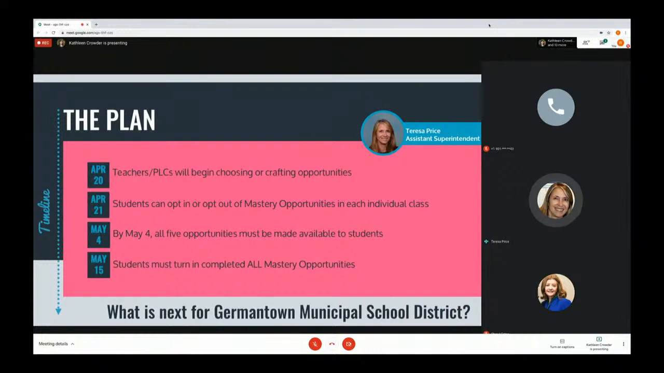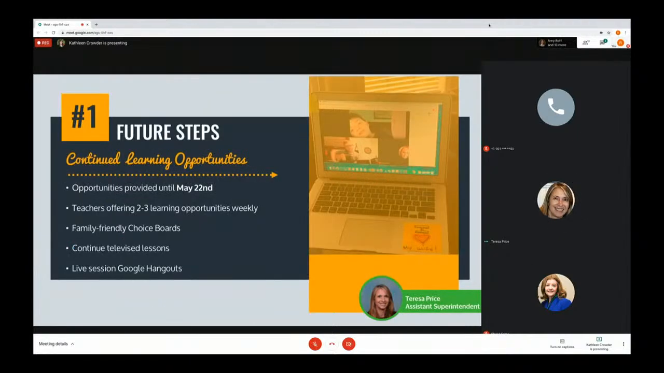On May 4th, all teachers must have all five opportunities available to students. They can start putting those opportunities out as soon as they wish, but by May 4th, they all have to be available. And then students will have until the 15th of May to turn in to their teachers any assignments they want for improvement of their grade, so that their teachers have time to grade them and make those adjustments to the third quarter grades.